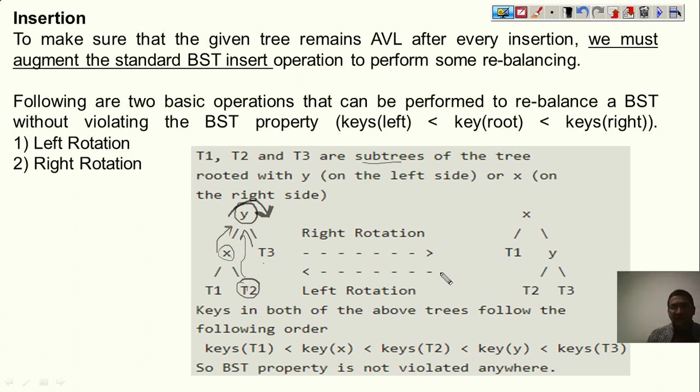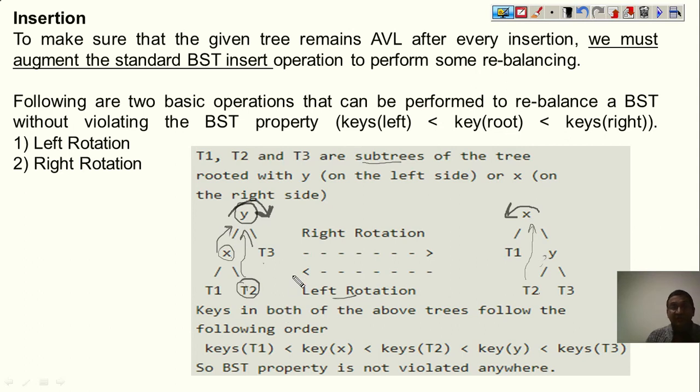And when you do a left rotation, for example at X, then what will happen? Y's left child becomes the right child of X, and X becomes the left child of Y. So when you do the left rotation, you actually get the previous structure back. When you apply the left rotation, you get this structure back.